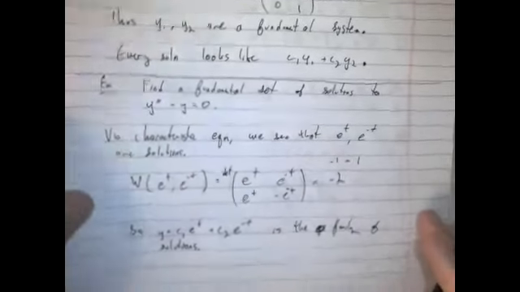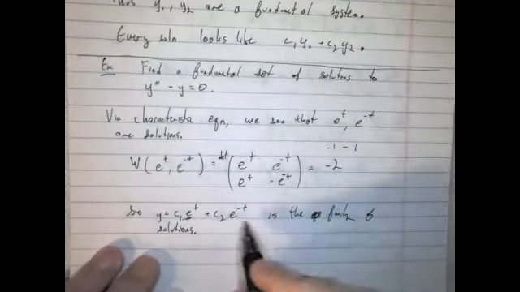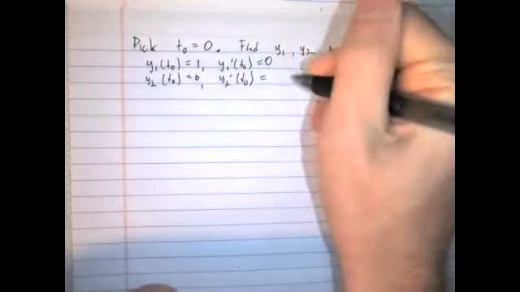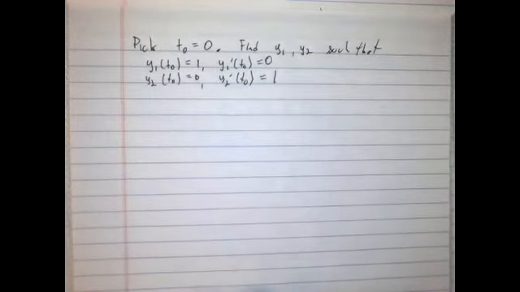Okay, now in a certain sense, we can think of e to the t and e to the negative t as a basis. Now what I'd like to do is the following. Pick t0 to be equal to 0. What I would now like for you to do is find y1 and y2 such that y1 of t0 is equal to 1, y1 prime of t0 is equal to 0, and y2 of t0 is equal to 0, and y2 prime of t0 is equal to 1.